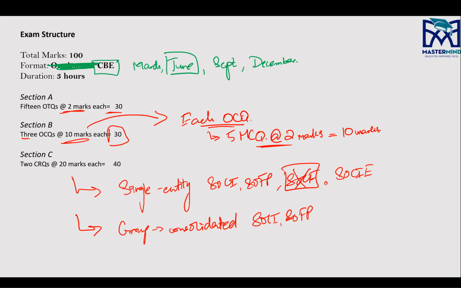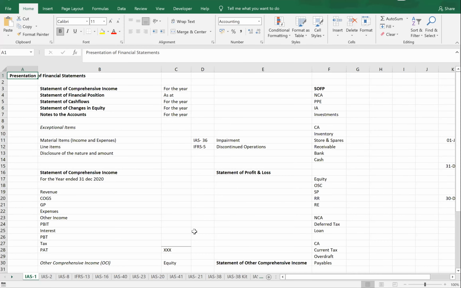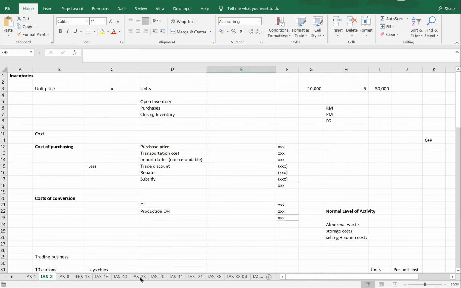Now, what would be our resources? My lectures. I'll give you Excel based notes as well. These are the Excel based notes. You have IAS 1, you've got IAS 2, IFRS 8, you can see all these standards. These are my Excel based notes, which you will get. These are all detailed notes. The reason I use Excel is because it's easier to have all the things in one place: the descriptive notes, the calculations, the formulas and everything.